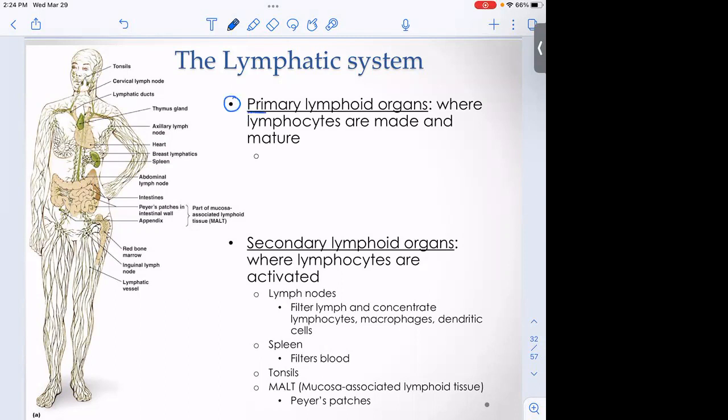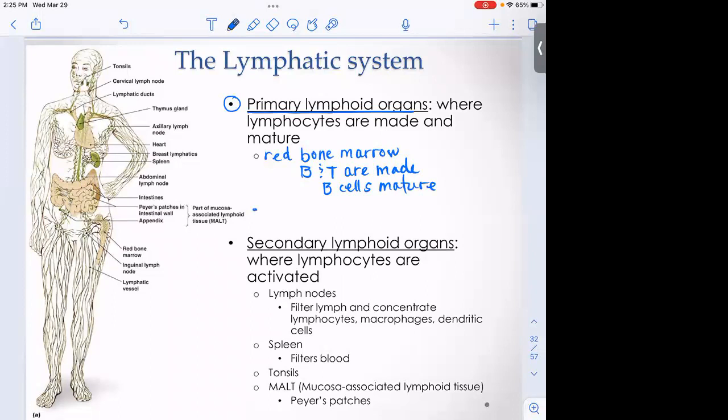I already mentioned a primary lymphoid organ. Our primary lymphoid organs are where lymphocytes, B cells and T cells, are made. Okay, I already mentioned this before, sorry about repeating myself. Red bone marrow: we talked about how that's where B cells are made. That's where B and T cells are made, and it's where B cells mature. So we talked about that.